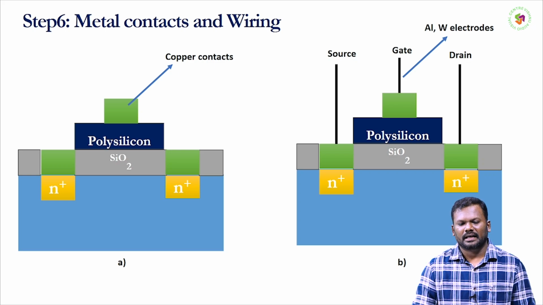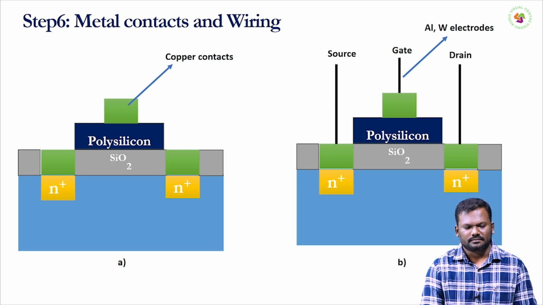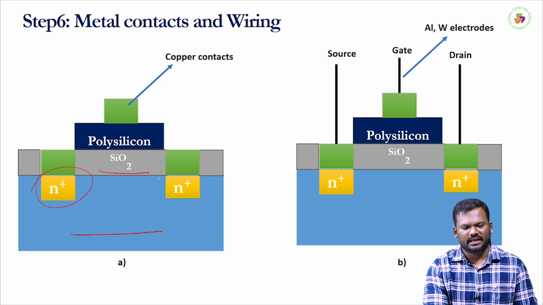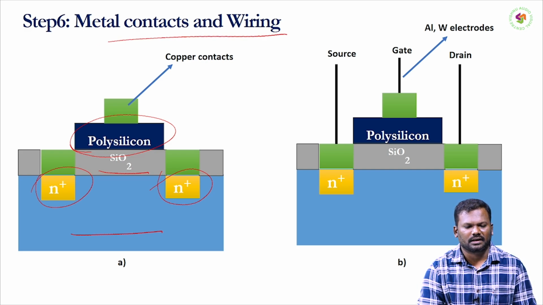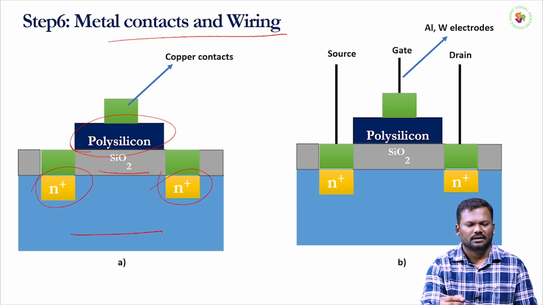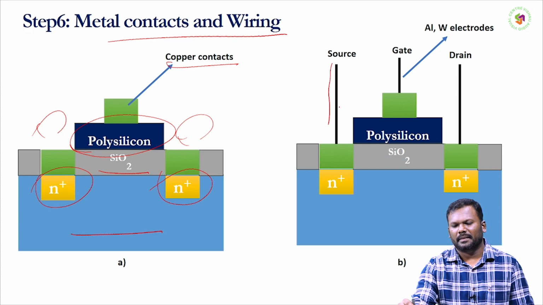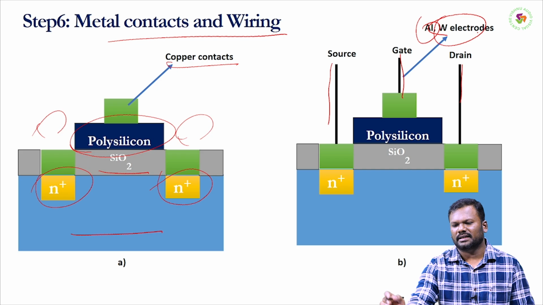Coming to the metal contacts and wiring. Here first you selected the silicon substrate, grown the silicon dioxide, diffused the N plus regions and deposited the polysilicon, and the sixth step is metal contact wiring. In the metal contact wiring, you deposit copper contacts on top of it. Again you need to remove these portions by using chemicals. Then you connect the metal wires, which are of aluminum, tungsten, etc.